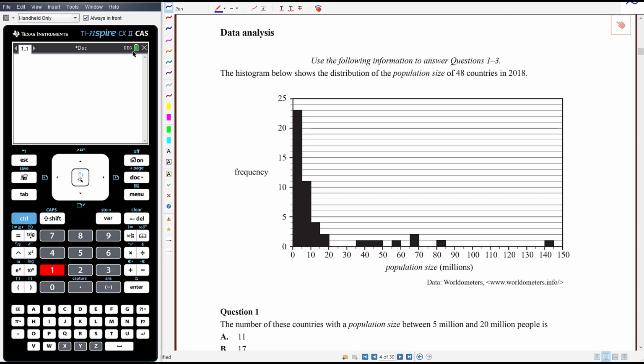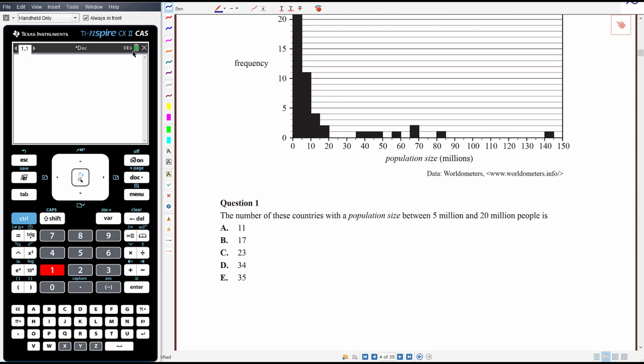So the histogram below is relevant to questions 1 to 3, and it shows the distribution of the population size of 48 countries in 2018. So it's a histogram. It certainly looks like the scale's not very appropriate, and I suspect at some point they're going to suggest we do a log scale here, but let's have a look.